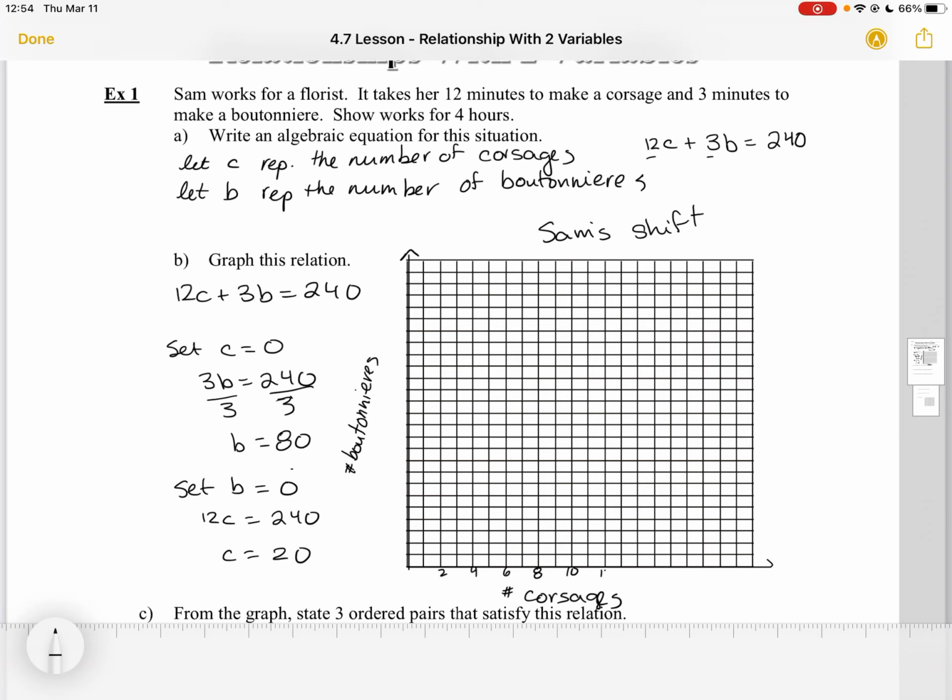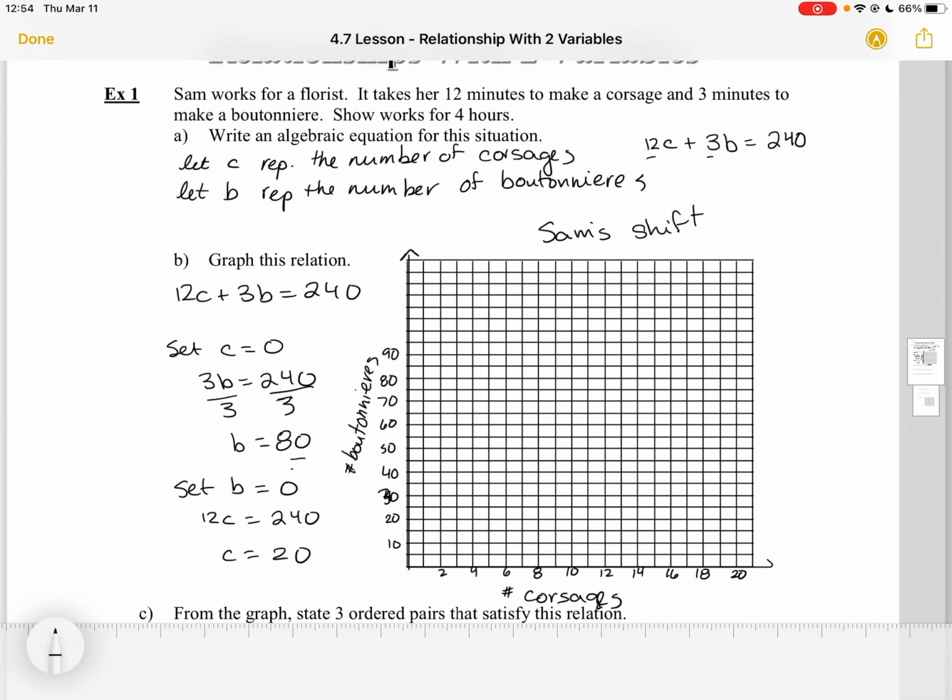Now my number of corsages, I'm just going to go up as each square is 1. So 2, 4, 6, 8, 10, 12, 14, 16, 18, 20. And then on this side, I'm going to go up by each square being 5, because I have to get all the way up to 80 here. So 30, 40, 50, 60, 70, 80. I'll do one more for good measure.